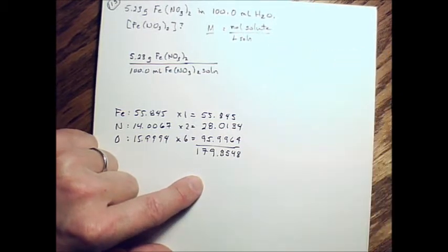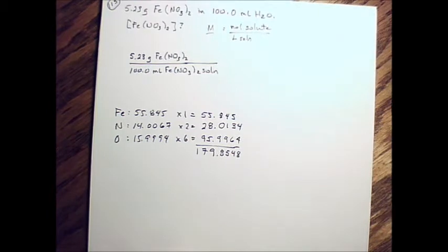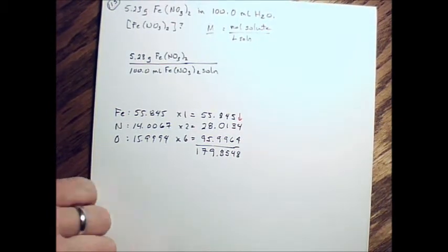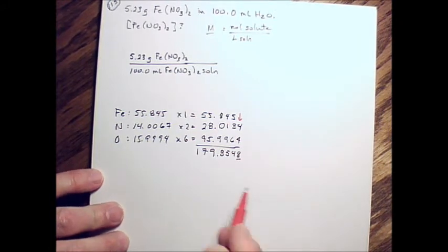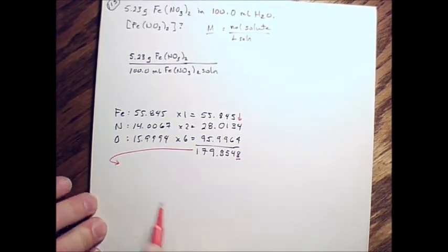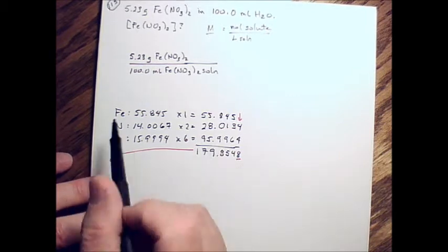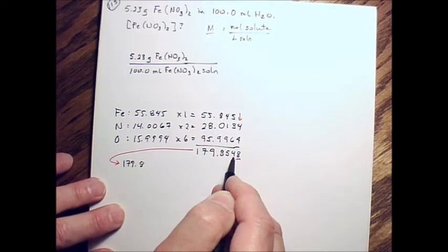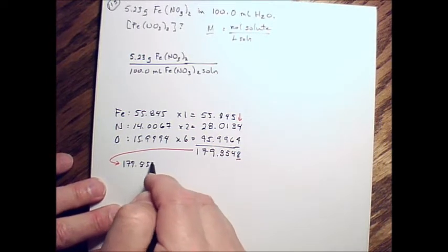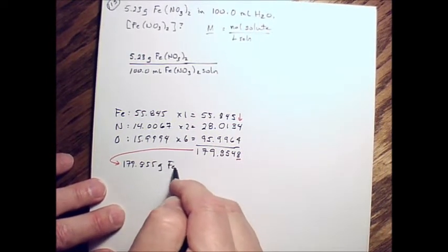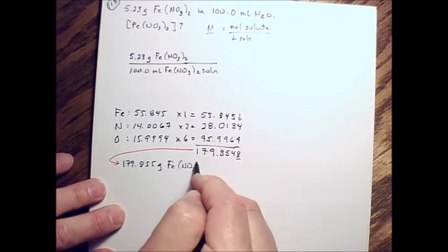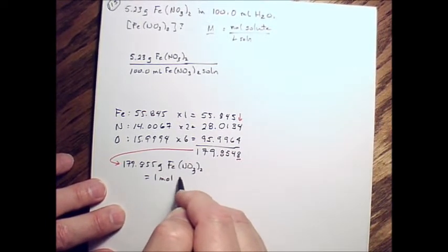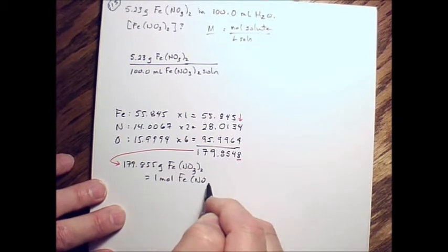Alright, so there's the answer we get. And we have one empty slot here. So that means we need to round off this one digit at the end. We've got to round this number off, and we use an arrow to show we're rounding off. 179.855. That 8 rounds that 4 up to a 5. And that's grams of iron nitrate equals 1 mole of iron nitrate.